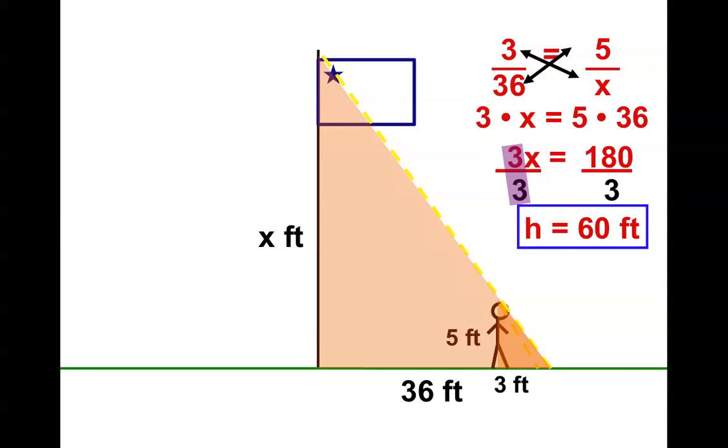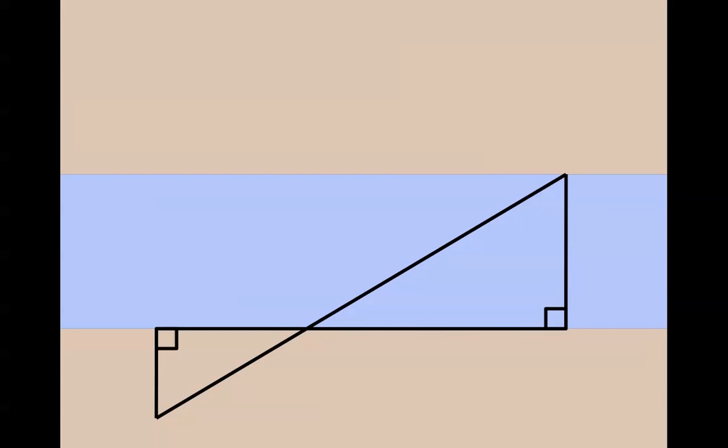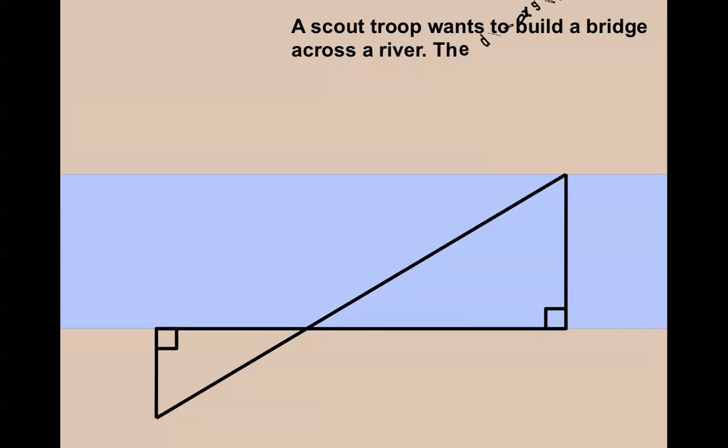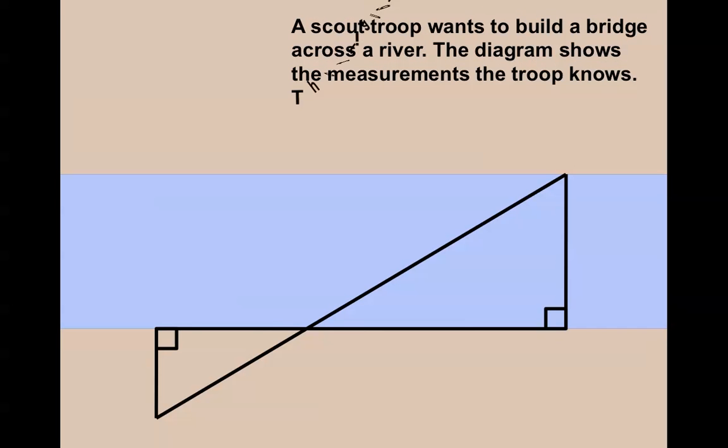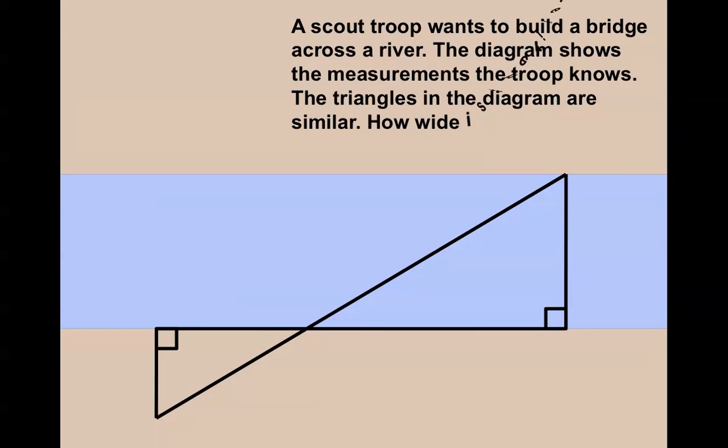Also, what happens if I want to do this one? I want to measure across a river without actually having to cross the river. I want to build this bridge. I can use similar triangles to figure out how wide the river is. Notice, I don't know how wide this river is, but everything else can be measured from this side of the river.